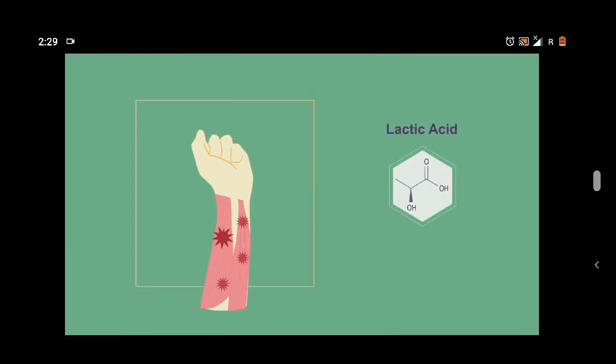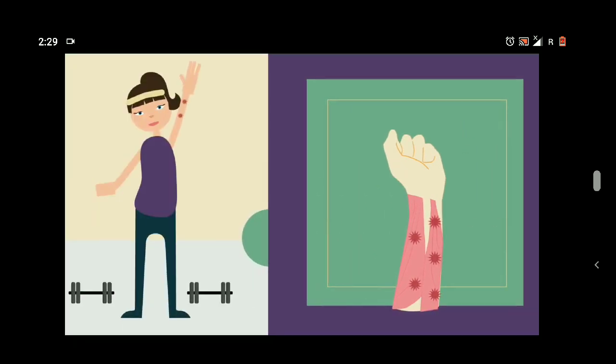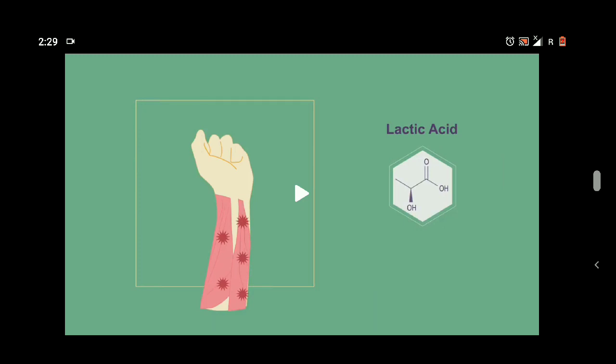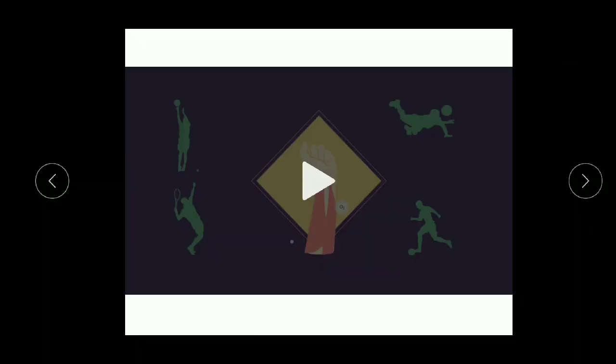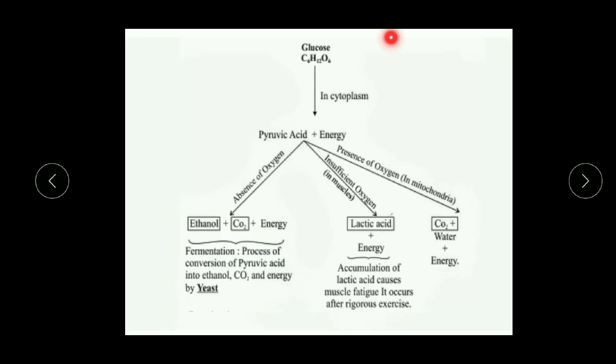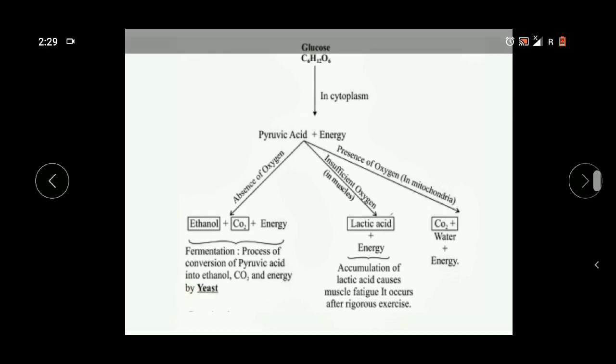So the muscle starts respiring anaerobically and it produces a harmful chemical for us, that is lactic acid. Accumulation of lactic acid gives us the pain or the sprain in the muscle cells. This lactic acid later, after relaxing, slowly reacts with oxygen and produces carbon dioxide and we get rid of our pain. Here is the short summary what we learned today.